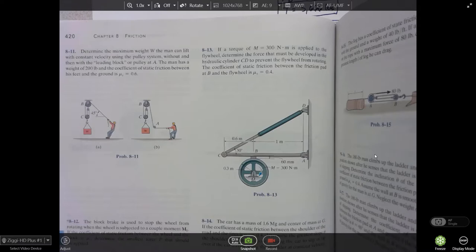Okay, what type of problem is this? Type 1, 2, or 3? It doesn't give us the kinetic coefficient, right? Good pickup. It's asking us to determine the force that must be developed in the hydraulic cylinder CD to prevent the flywheel from rotating. So it's the max, so it's a type 2. It's saying it's just about to slip. So the force of friction has to equal the maximum force of friction, which would be 0.4 times the normal.